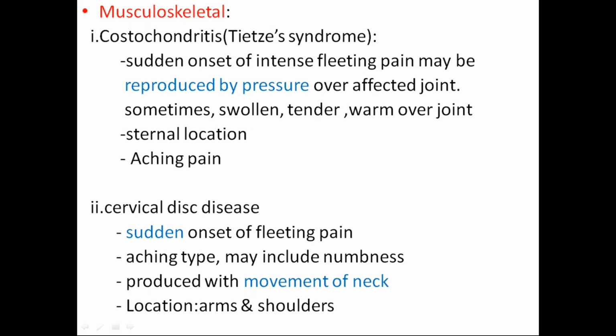And musculoskeletal, it is a very important MCQ. Tietze syndrome, costochondritis. Tietze syndrome: sudden onset of intense fleeting pain reproduced by pressure over the affected joint, sometimes swollen, tender, warm over the joint. And the next thing is cervical disc disease, sudden onset of fleeting, aching type of pain, may include numbness, produced with movement of the neck.